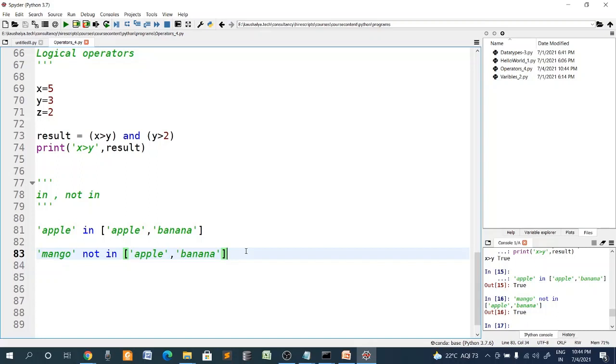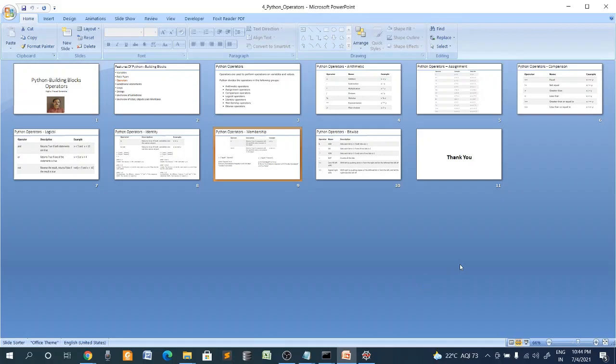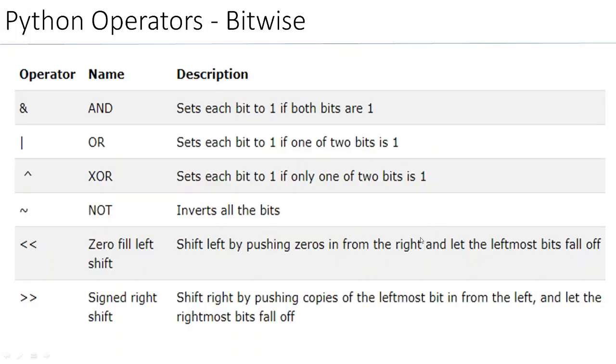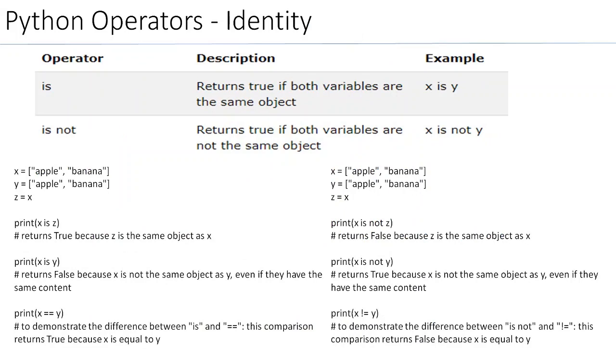We can use the operators in and not in. In a similar way, is and is not. Is and is not check the identity, whether it is the same object or not. So here we have x is equal to apple banana, y is equal to apple banana, and z is equal to x. That means x and z are the same object. So x is z.